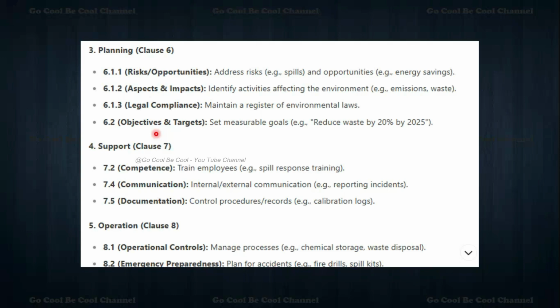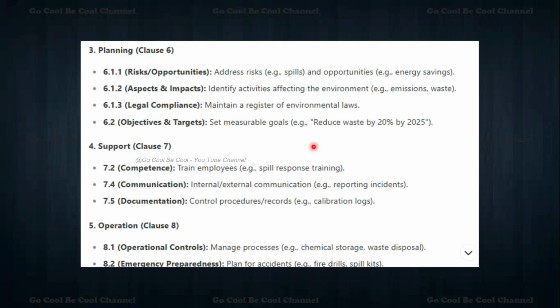It's supposed to be like that. We should not damage the environment; we're supposed to bring everything into a legal form. 6.2 is objectives and targets: set measurable goals, for example reduce waste by 20% by 2025. So yes, especially look into 6.2 objectives and targets.